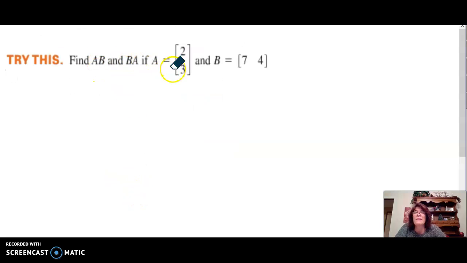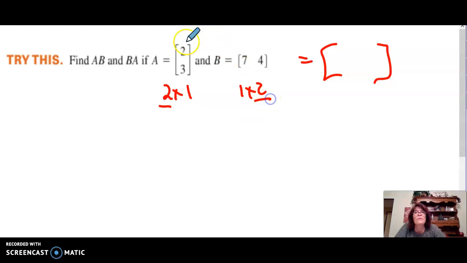Okay, find AB and BA here. This is a 2 by 1, and this is a 1 by 2. So the answer will be a 2 by 2. I take this row times this column: 2 times 7 is 14. This row times this column: 2 times 4 is 8. And then the other way around, 3 times 7 is 21, and 3 times 4 is 12. So there's our 2 by 2.